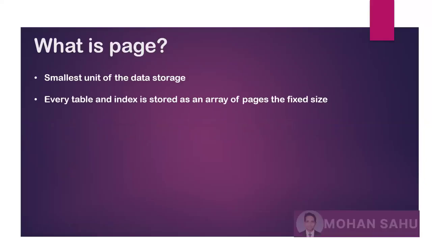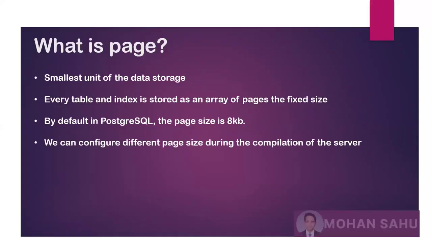Every table and index is stored as an array of pages of fixed size. So whatever index or table you are storing will be stored as a sequence of pages, and those pages will be of fixed size. We cannot have a variable page size. By default, the PostgreSQL page size is 8 KB, similar to SQL Server. We can configure a different page size during the compilation of the server. So the 8 KB is the default one.